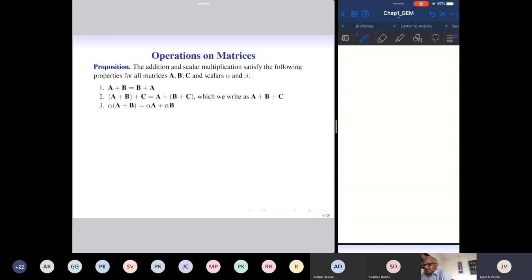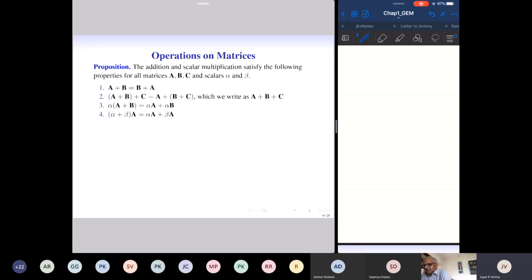Scalar multiplication of matrices satisfies the property that it is distributive over addition: alpha times (A plus B) is alpha A plus alpha B. Again, this is very clear from the definitions. We are adding componentwise, and when we take a scalar multiple of a matrix, we are multiplying every entry by the same scalar.